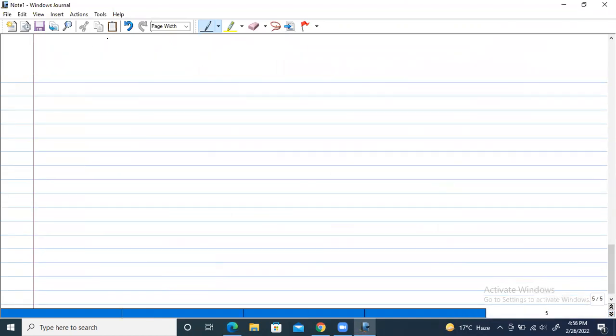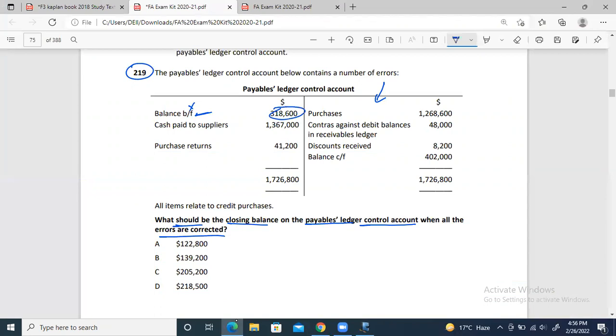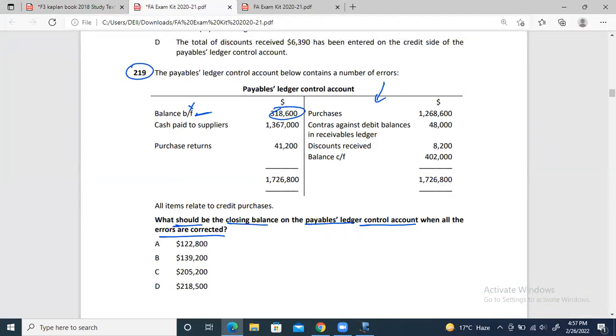219. So let's make a payables control account over here. Now opening balance, first of all, write on the correct side. So opening balance, as you can see, 318,600. Let's write it on the correct side. Secondly, purchases. You can see these purchases, and there is a note also written over here: all items relate to credit purchases. So thankfully there is no cash purchase over here. We don't have to exclude anything. So all of these purchases relate to credit purchases.